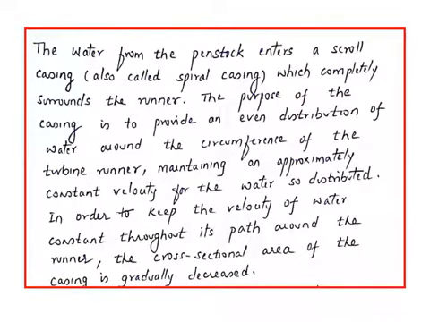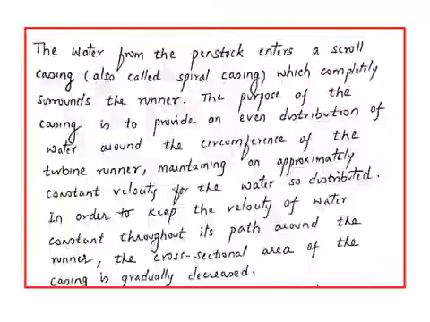Now, as I told you, the penstock water will enter the scroll casing, also called the spiral casing, and this spiral casing surrounds the runner completely. So what is the purpose of the casing? The purpose of the casing is to provide even distribution of water around the circumference of the turbine runner. Thus, it maintains a constant velocity for the water so distributed. In order to keep the velocity of water constant throughout the path of its runner, the cross-sectional area of the casing is gradually decreased.